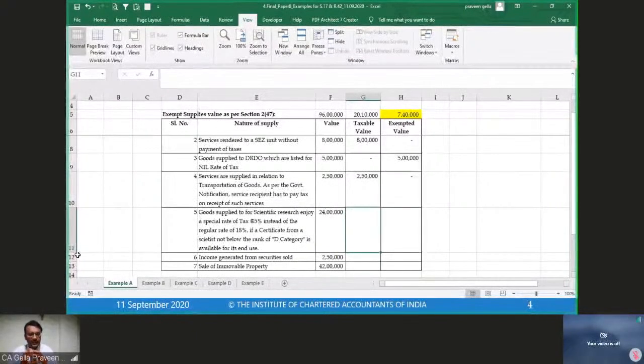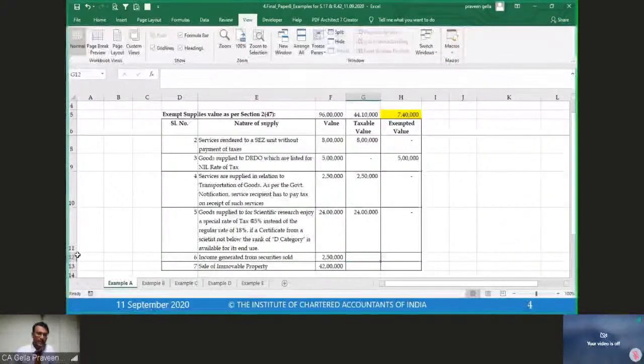Goods supplied for scientific research enjoy a special rate of 5% instead of the regular rate of 18%, if a certificate from a scientist not below the rank of D category is available for its intended use. This is picked up from the example of ISRO. When we supply some goods to ISRO, there is no blanket exemption. Rather, I have to get a certificate from one of the scientists having a specific cadre. If I have that, the rate of tax from the original 28 or 18 or 12 gets reduced to 5%. So here again, it is not nil rated nor exempted. So I would say it is taxable and 0 in my exempted value.